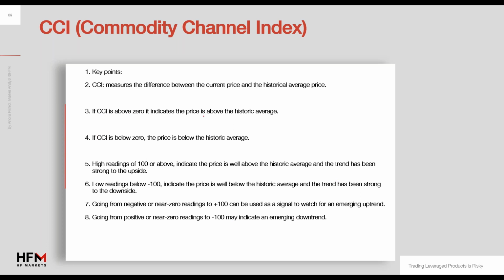Any reading above 100, so 100 and above, indicates that the price is well above the historical average. So we have a strong upwards trend. Anything below zero indicates that the price is below the historical average and the trend has been strong to the downside. A cross from negative to positive could be used as a signal to watch for an emerging uptrend. A cross from positive to negative may indicate an emerging downtrend.